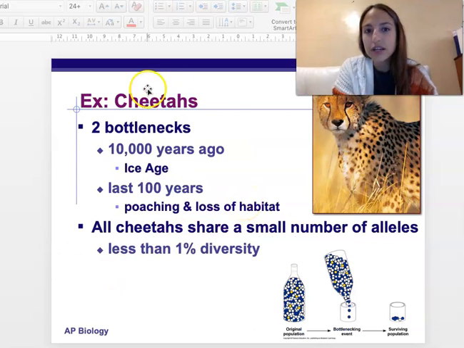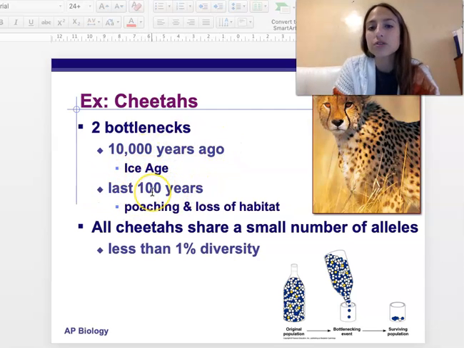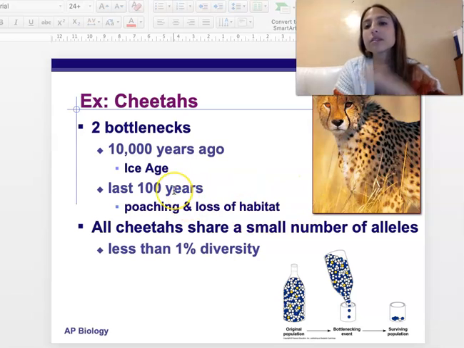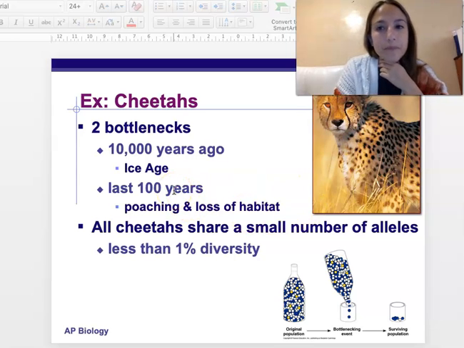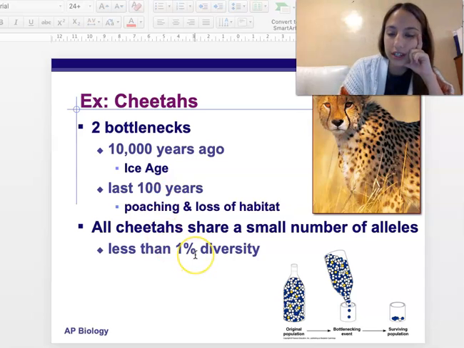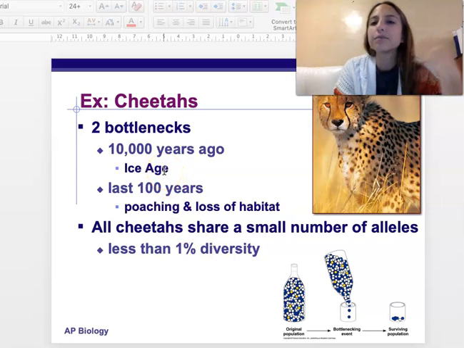Just one extra thing, this would be, for example, the cheetahs. Cheetahs have unfortunately undergone two different bottlenecks, two different drastic decreases in their populations. One was during the Ice Age, and in the last 100 years, it's been us creating a loss of habitat and poaching, which is illegal hunting of these animals. So all cheetahs share a small number of alleles, less than 1% diversity. So they're super, super similar genetically because of the fact that they've lost so many individuals that had so many potential mutations and potential genetic variability.